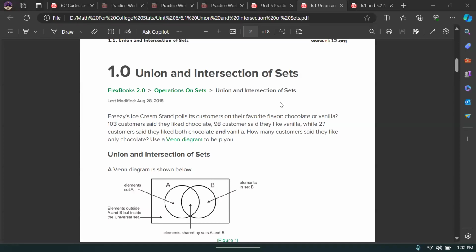All right, well, folks. Welcome to Unit 6. We're going to start this unit with unions and intersections of sets.